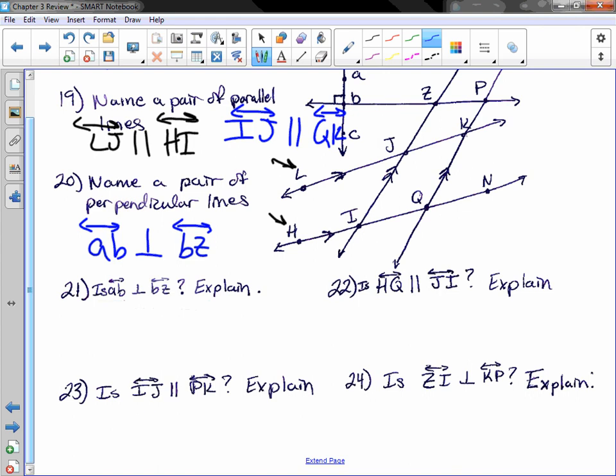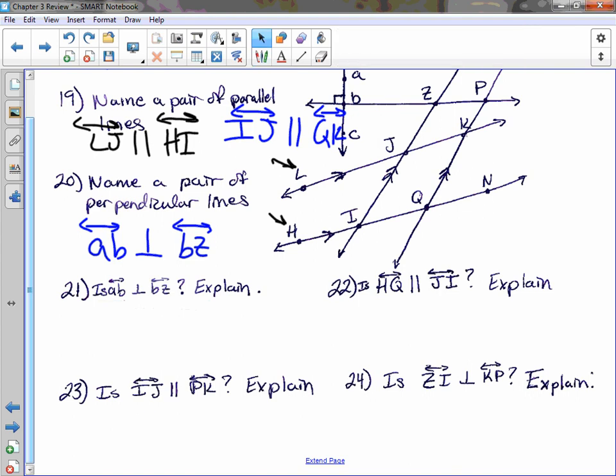Is HQ and JI parallel? HQ, JI, no, they intersect. IJ and PK, no, they intersect, yes? Is IJ and PK, no, they do. They are parallel because we have the markers that tell us so. We have the parallel line markers. Got ahead of myself. IZ and KP perpendicular? IZ, KP, no, because they are parallel.